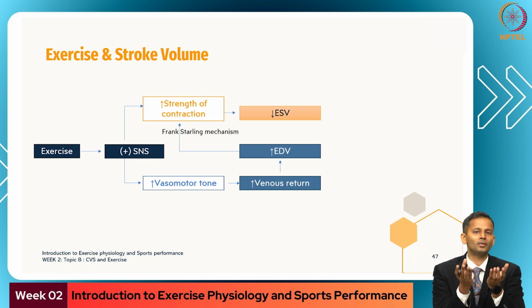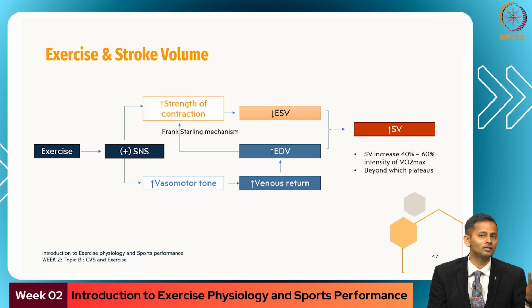So the blood that will be remaining after every contraction will be less. That is a reduction in the end systolic volume. Both of these would result in an increase in the stroke volume. So as an end product, the stroke volume which is pumped out after every contraction is going to be very high. So as you do an exercise in a maximal graded test, for example, till 40% to 60% the cardiac output increases because of an increase in the stroke volume also concomitantly.